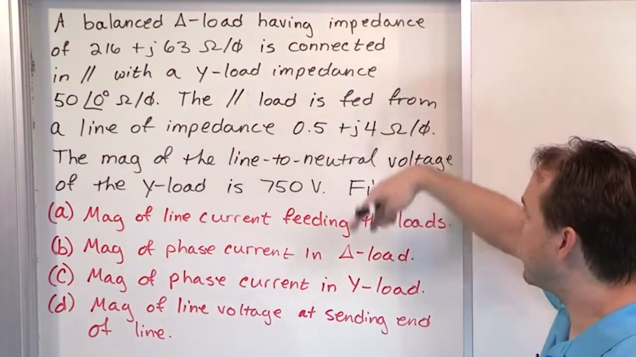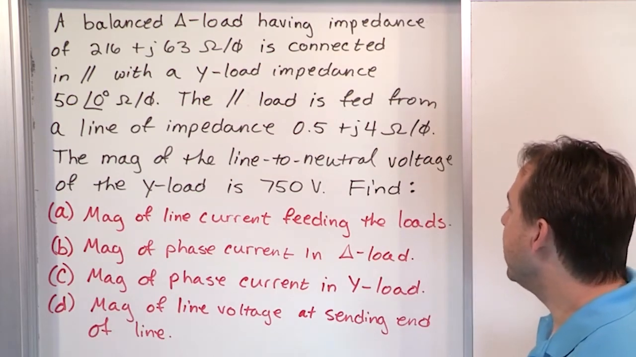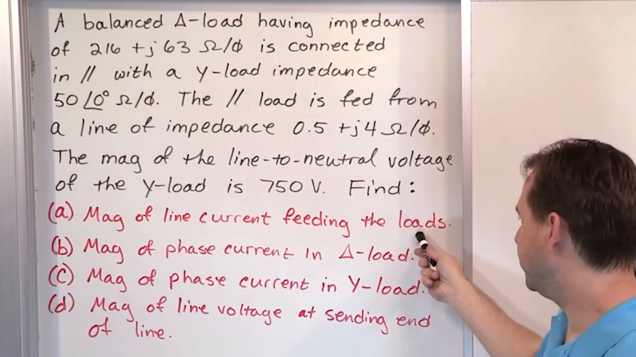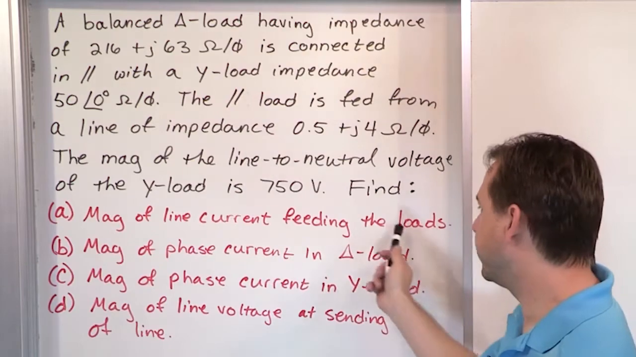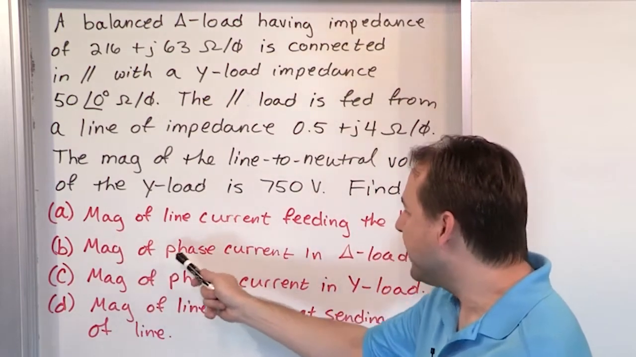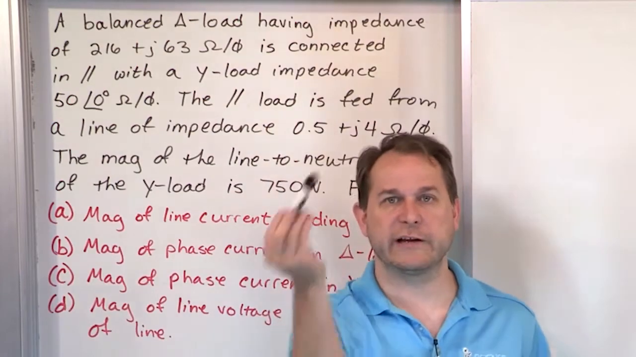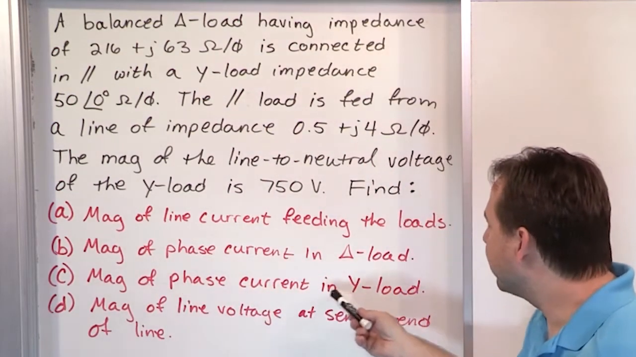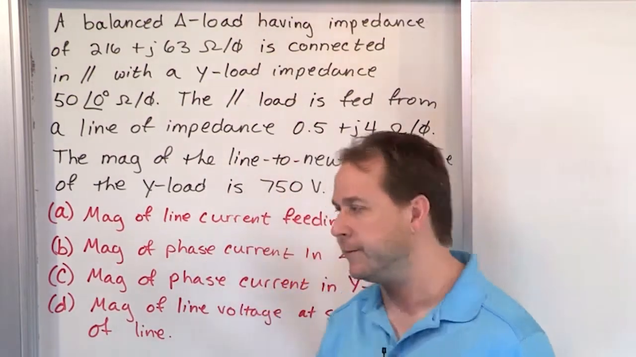All right, so we have a parallel combination of two weird-looking loads. And then what do we ask to find? The magnitude of the line current feeding the loads. Okay, so we have a transmission line. It's going to be feeding two loads. We want to find the line currents. We want to find the magnitude of the phase current in the delta load. These are the currents that are circulating in the triangle, the phase currents. And then we want to find the magnitude of the phase currents in the Y load. These are the currents that are going through each leg of the Y load.